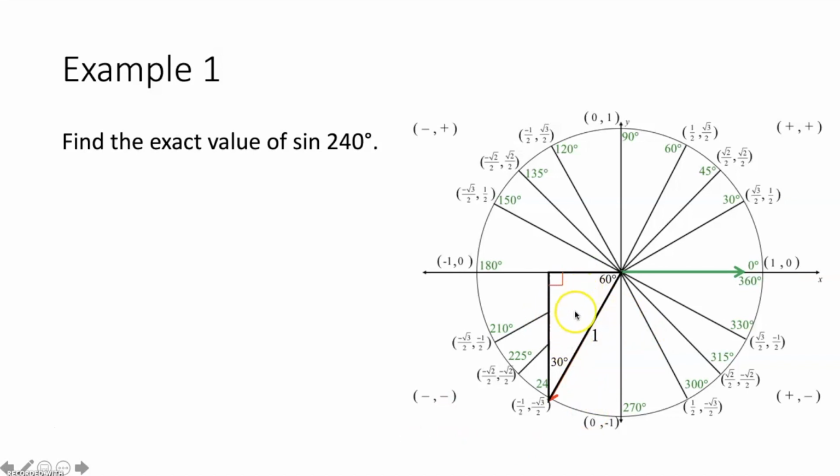So remember, in a 30, 60, 90-degree triangle, the short leg, the side opposite the 30-degree angle, if we multiply that by 2, we get the hypotenuse. Meaning if we have the hypotenuse, we can divide that by 2 to give us the short leg.